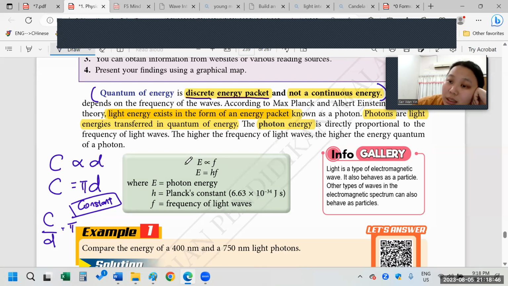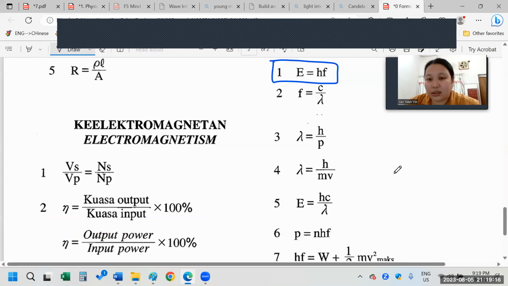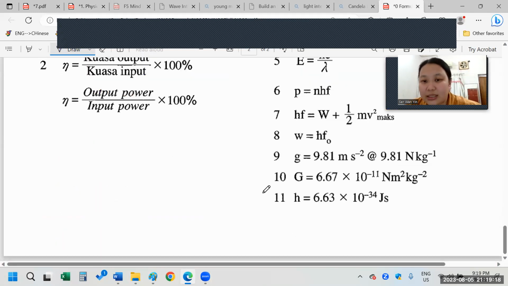So here is the same thing. Photon energy is directly proportional to the frequency of the light waves. So when we change the proportion to the equal sign, we need to give it a constant. This constant is 6.63 times 10 to the power of negative 34 joule second. We call it the Planck constant h. It is given. Do not worry.